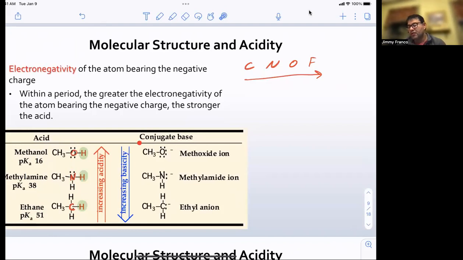Conversely, if you look at the conjugate base, it's going to go in the opposite direction. It was easier to rip off this hydrogen, so it's the weakest base of these. It's really, really hard to pull off this hydrogen. So if you do end up taking it off, it's going to be your strongest base because it wants to put that hydrogen back.